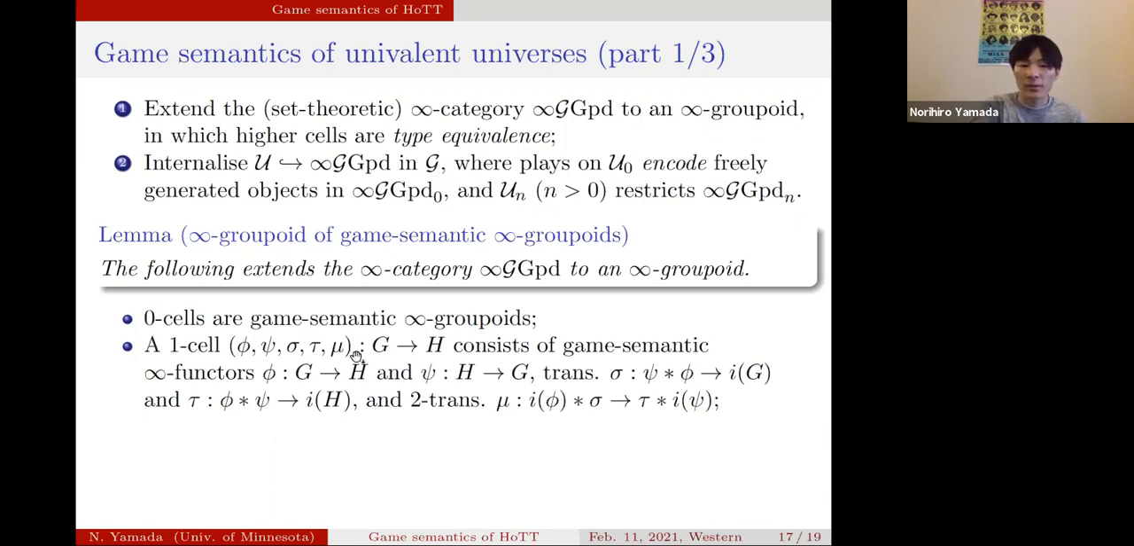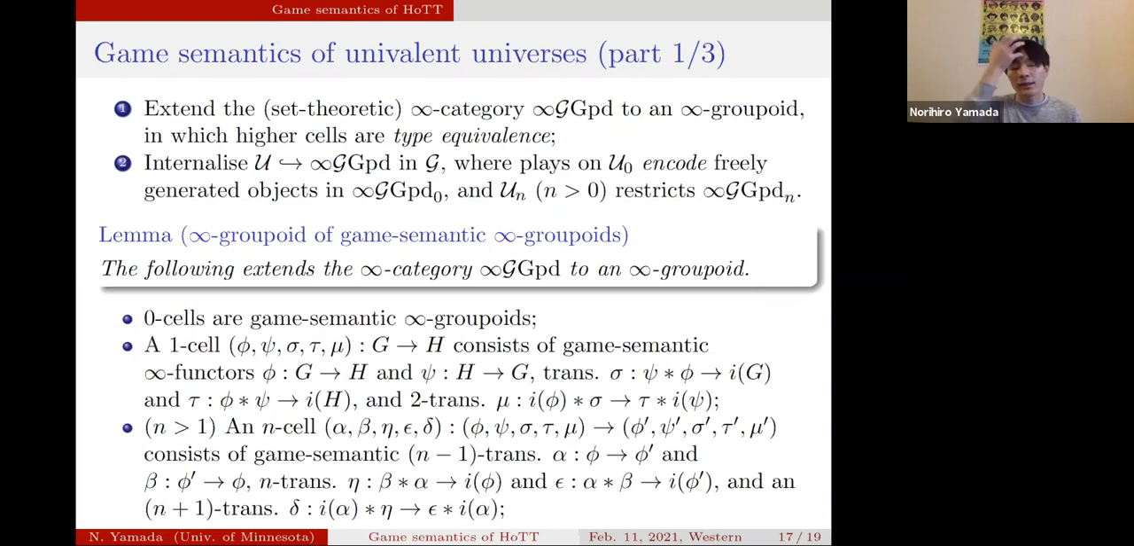So this quintuple exactly coincides with the type equivalence, or half adjoint equivalence, in HoTT. And that's the main idea of how I interpret univalence. The remaining interpretation is more or less the same. So higher cells between these quintuples are just quintuples between phi and phi prime. So alpha is between phi and phi prime, beta between phi prime and phi, and so on. I won't go into much detail here.